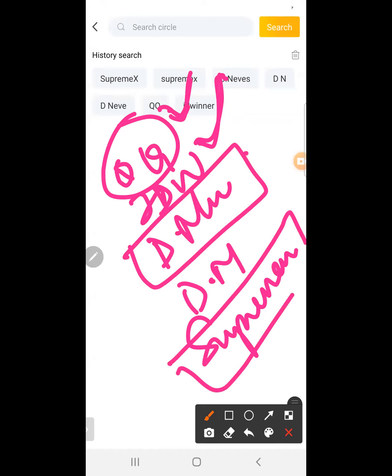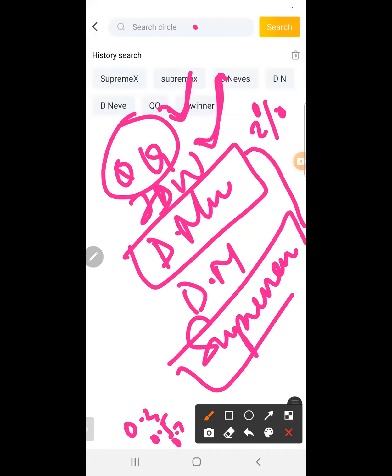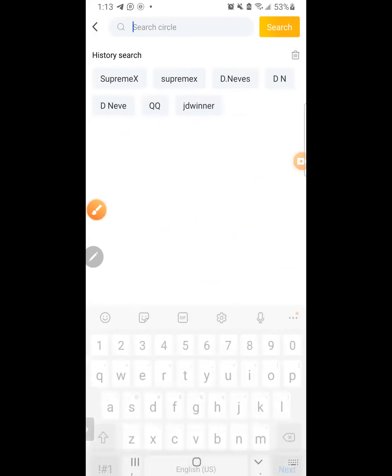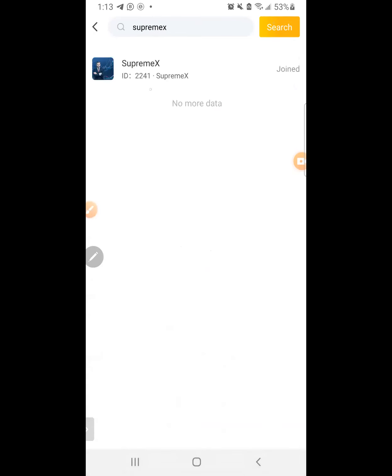The difference between the Nevex and Supreme X is that this one takes 2% of your profit, and this one takes 0.3 or 0.5, sometimes 0.7. They don't go beyond that. So search for whichever one you want. For my downlines and other people, what I tell them is to try Supreme X. Type Supreme X and click search.